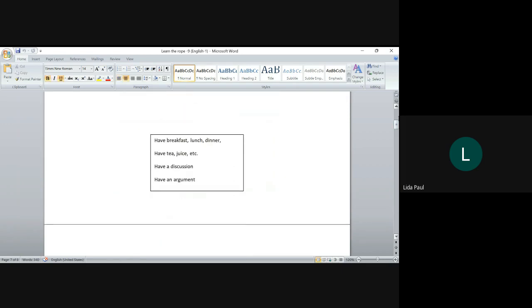Yeah, these are a few expressions for the one that we just discussed. So have breakfast, have lunch, dinner. You can use have not just with individual food items or drink items, but also with names of activities you perform in relation to food and drink, like lunch, breakfast, dinner. You say have breakfast, have lunch, have dinner. Then have tea, juice, have a discussion, have an argument, all of those related to talking, disagreeing, etc.